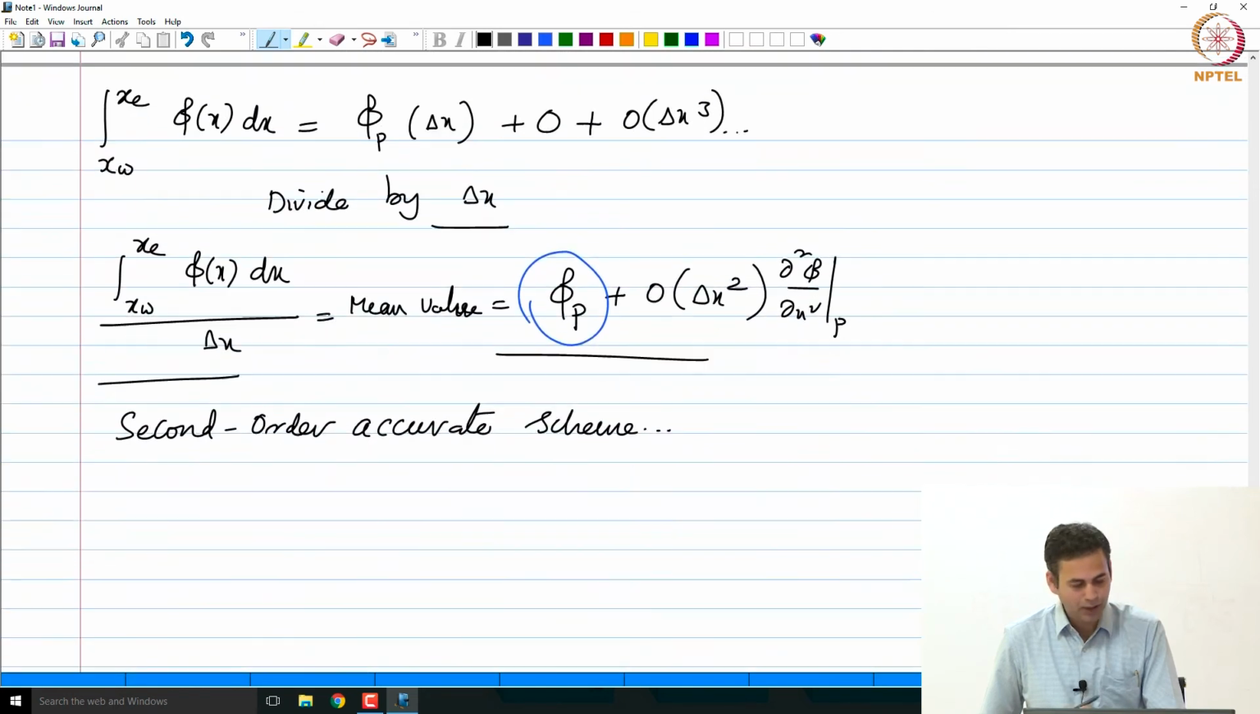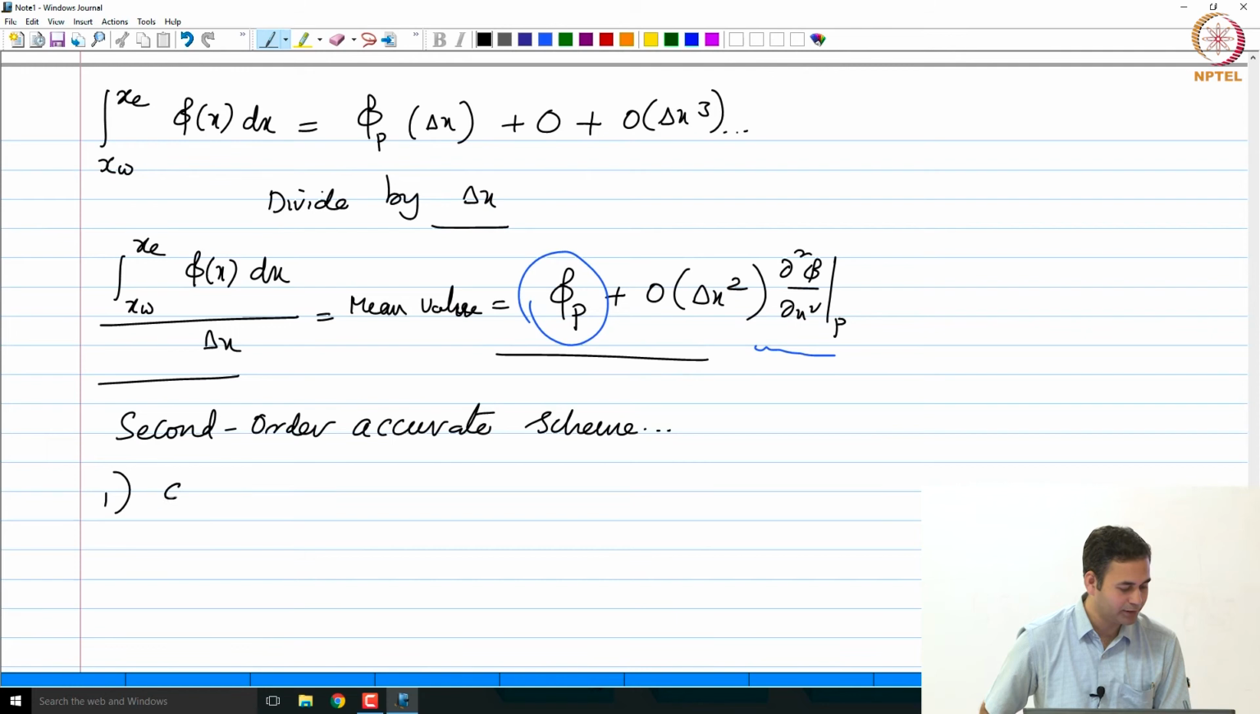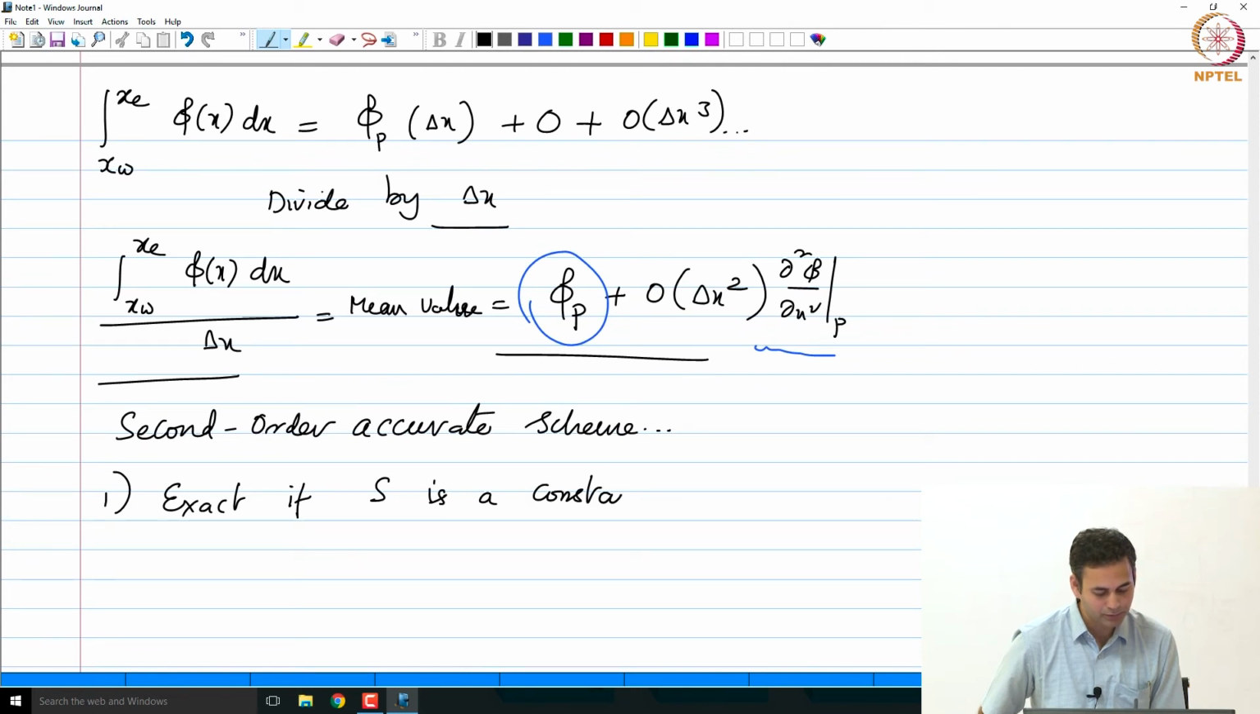Now, let us say you have a source term. We are talking about representing the integration of the source term using a cell centroid value, the average value. So this phi is more like a source term, or it could be gamma grad phi, something like that. Now, if you have a source term that is constant, what will this expression boil down to? What will happen to the term partial square phi by partial x square? 0, you have a constant source term. Then what will be the mean value approximation of phi p? That will be exact. So essentially this approximation is exact if S is a constant.